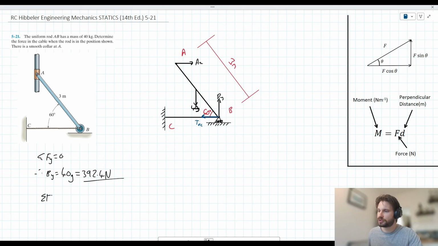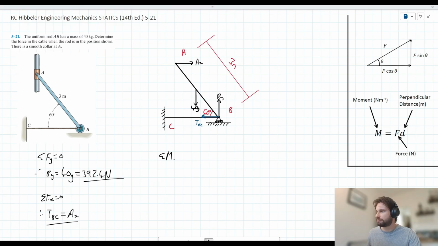And we can also resolve horizontally. So the sum of the forces in the x is equal to 0. Things acting to the left are equal to things acting to the right. Therefore, well, what have we got acting to the left? We've got TBC, which is what we're looking for, right? And acting to the right, we've got AX. So we note that TBC and AX are equal to each other. We've got two important ideas here. We've solved for BY and we haven't solved for TBC or AX, but we know that they're equal to each other. From here, I'd recommend introducing a moment idea.